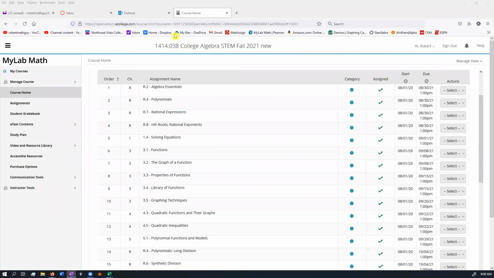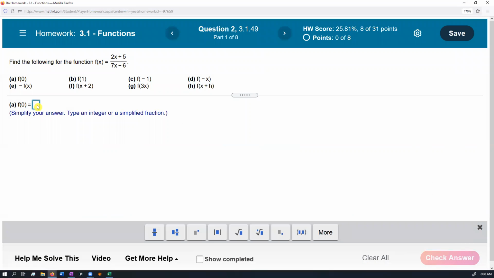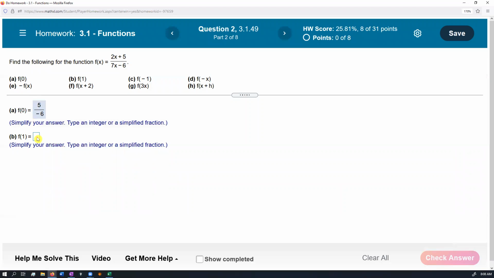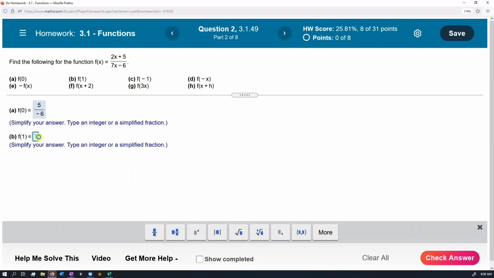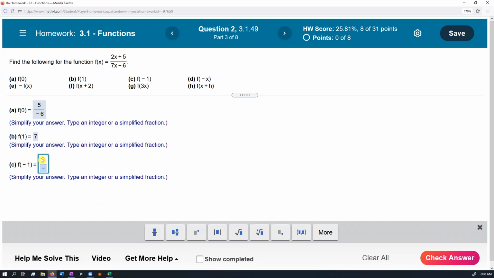So our first answer here, oh, where'd it go? And where'd it go? Oh, there it is. Okay. So our first answer here was 5 divided by -6. The next answer is 7. Next answer was 3 over -13.